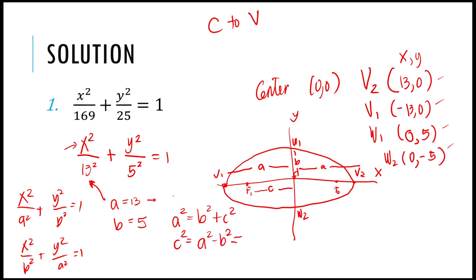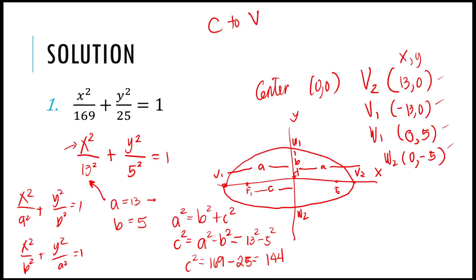Now we have b squared, so I get 13 squared minus 5 squared. C squared is 169 minus 25, that is 144. What we need is C, so we take the square root and we get that C equals 12. We only take the positive value because C is a distance.